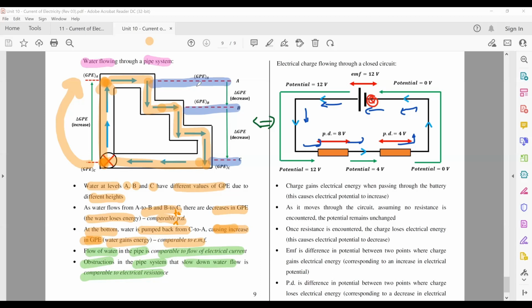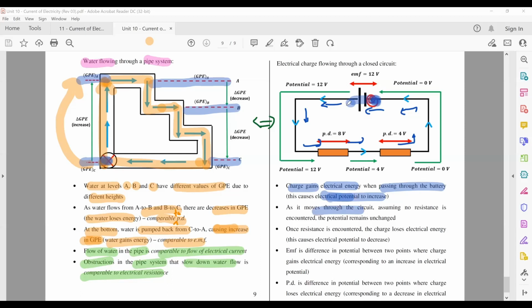So what we'll say is that the charge, once it passes through the battery, gains electrical energy. This causes it to have an increase in electrical potential. Kind of like the case just now when your water went from the bottom to the top, there's a gain in gravitational potential energy. So over here, when your charge went through the battery, there's a gain in electrical energy, which causes its electrical potential to increase.